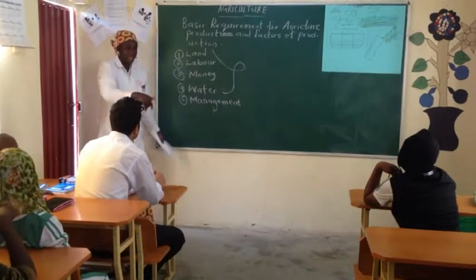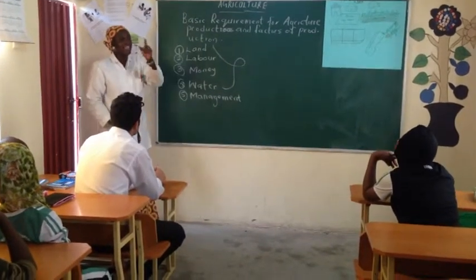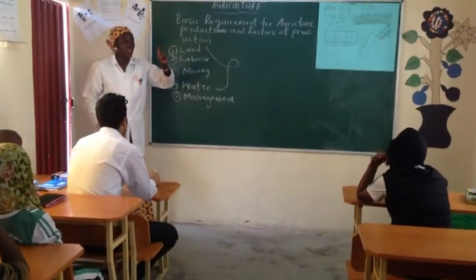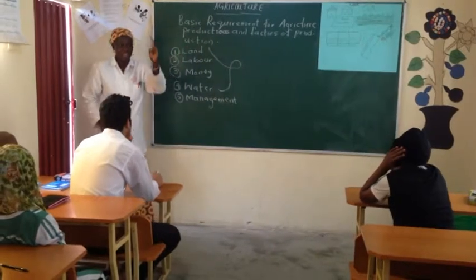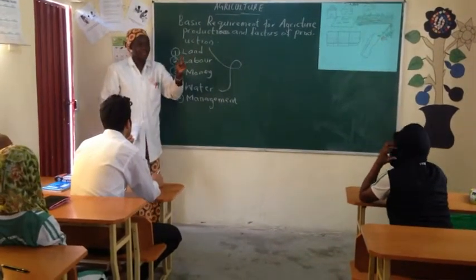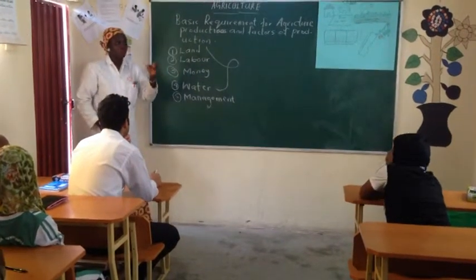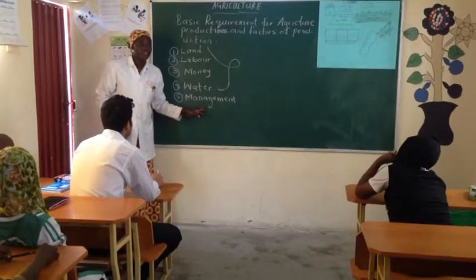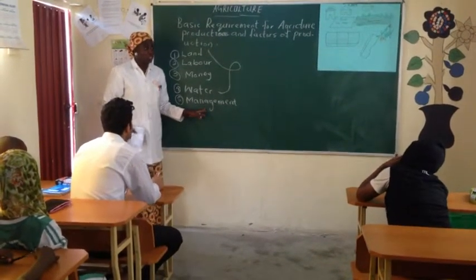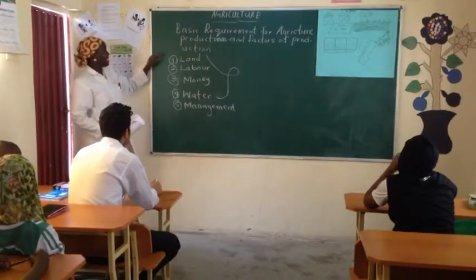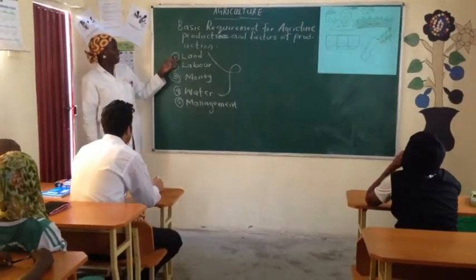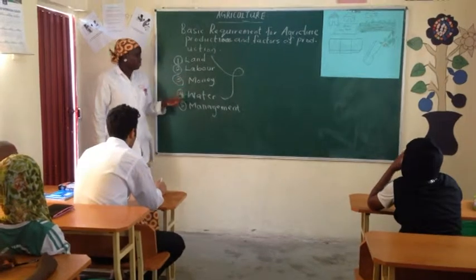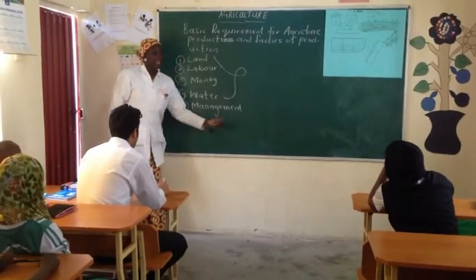Even if you have gain, your gain needs to be used for another set of materials needed on the farm, such as seeding, fertilizer, repairing, maintenance, paying your laborers. But when your management is poor, you cannot have any of those. So, in having a farm, these are the requirements needed for it. You need your land, you need your labor, you need your money, you need water, and you need management.